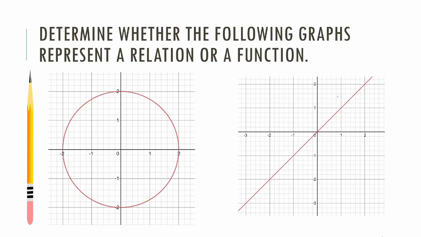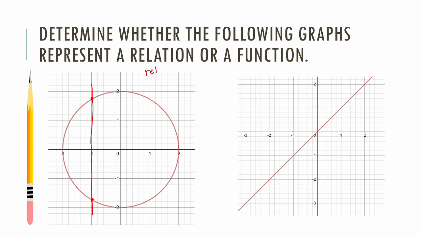So let's use the vertical line test to determine whether these are relations or functions. Let's start with the one on the left. I see here that I have a circle, and I'm just going to use this red line as my pencil going through. There we go, pretty straight. So when I have my vertical line through here, you notice that I cross the graph 2 times.